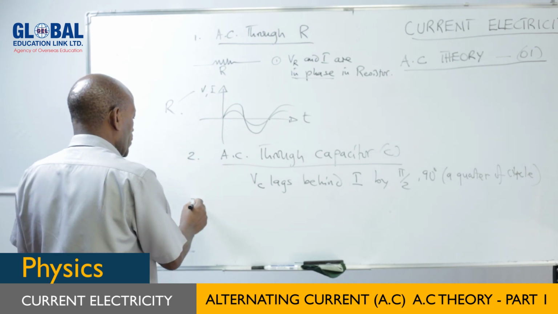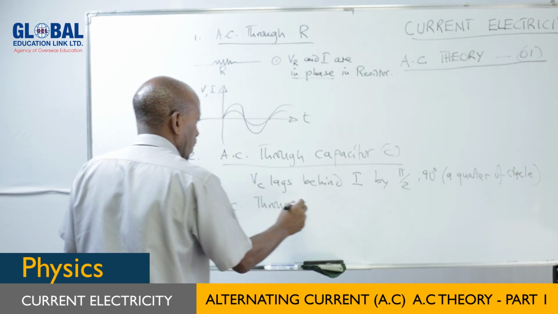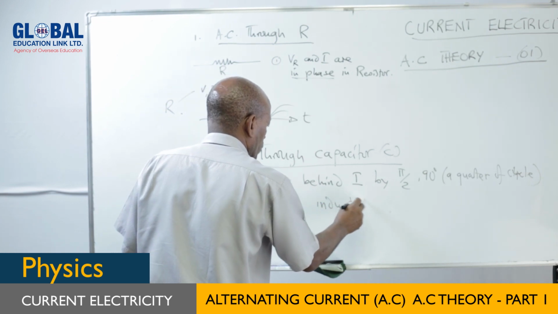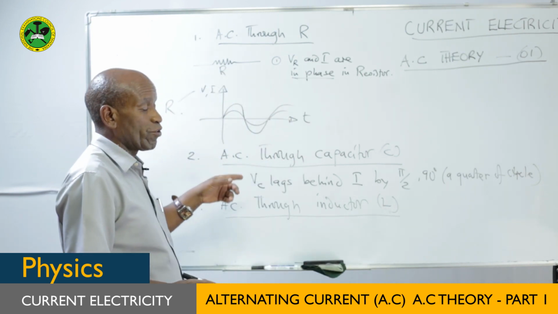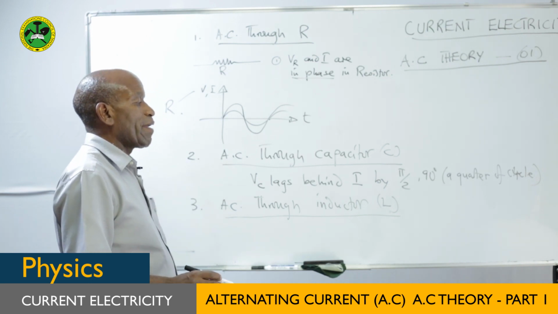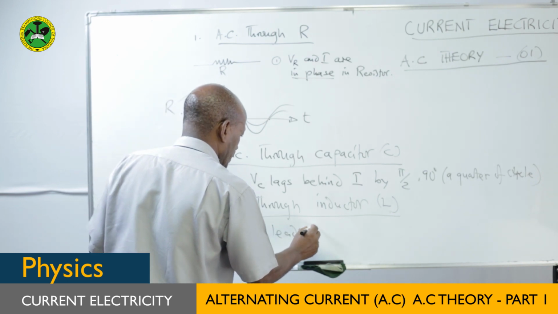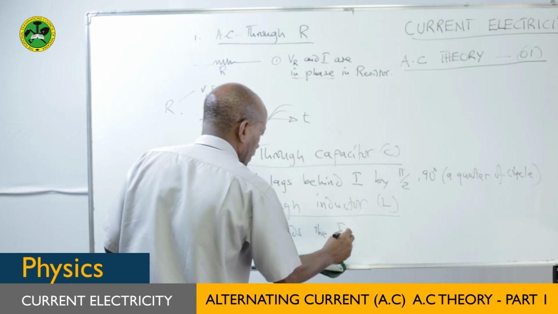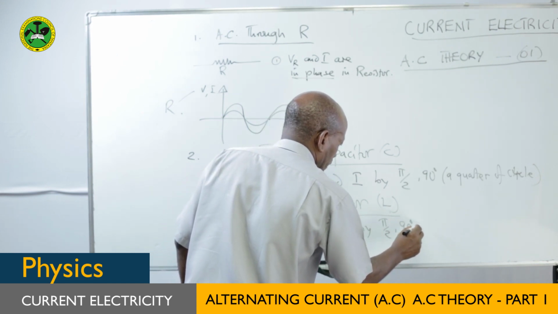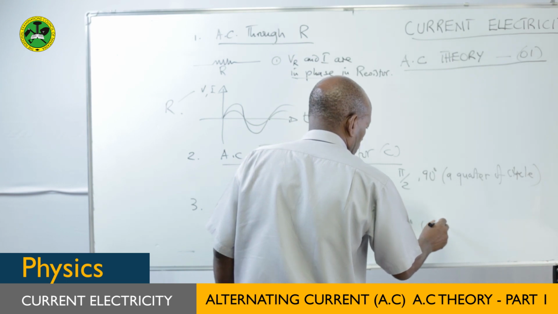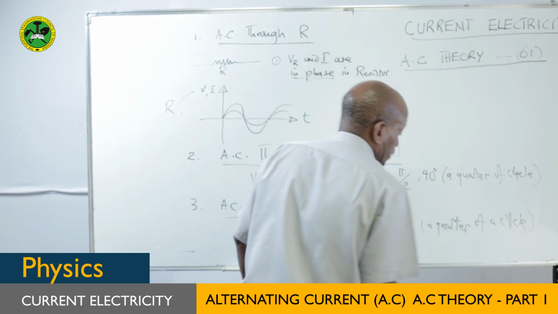But whenever I'm going to look at an alternating current through an inductor, we just found that the voltage through an inductor leads the current by pi over 2, or by 90 degrees. It leads by a quarter of a cycle.